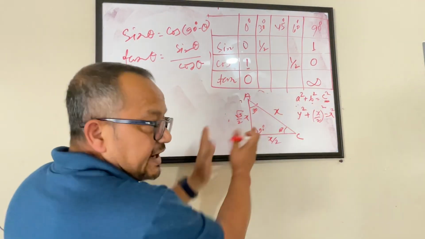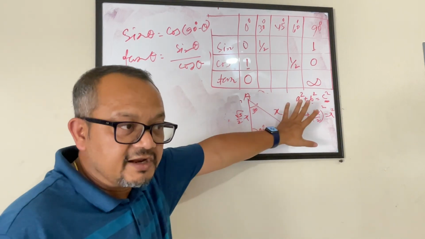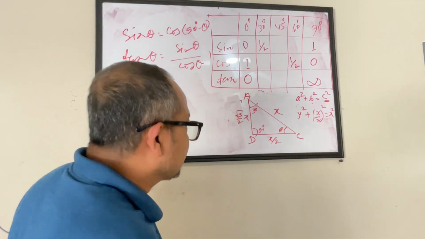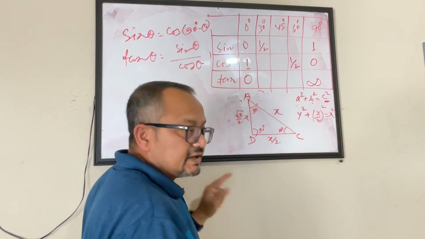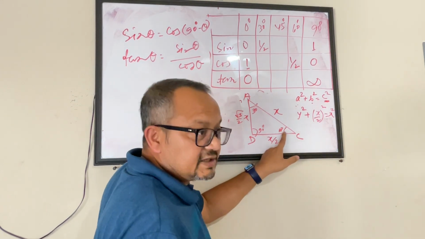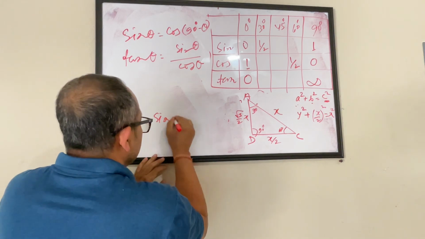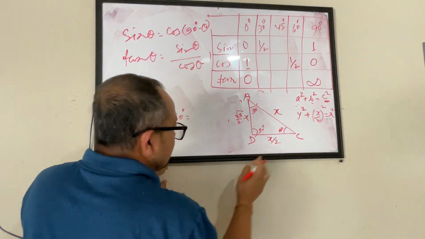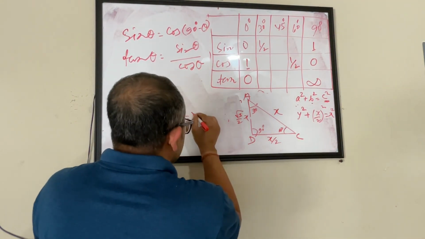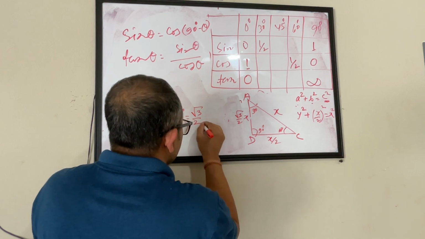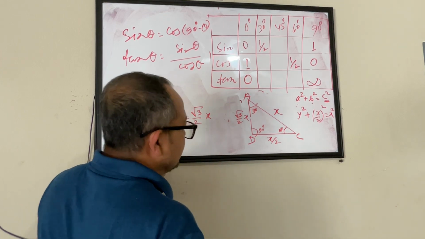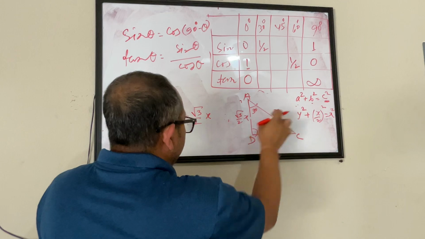Now we know all the three sides of this right angle triangle. We have to find out the sine of 60 degrees. This is 60 degrees. So sine of 60 degrees will be equal to the side opposite to this, which is root 3 by 2x, divided by x.